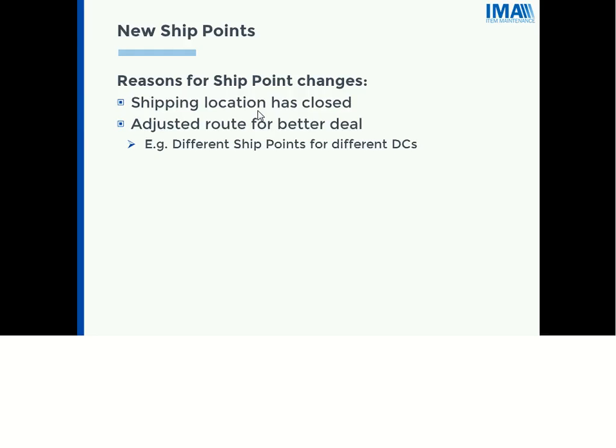Reasons for ship point changes could be that your shipping location has closed, or maybe you want to adjust the route for a better deal. So for example, if we have a DC location in Pennsylvania and California, and you have a warehouse in California and New Jersey, then you may want us to pick up the product from your New Jersey warehouse for our Pennsylvania DC, and from the California warehouse for our California DC.